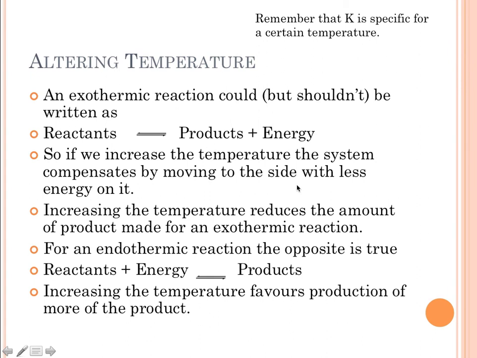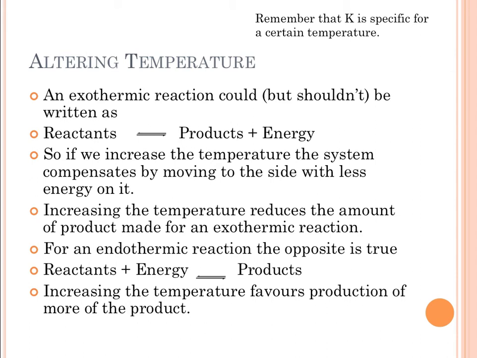The other thing we can do to alter the position of equilibrium is change the temperature. If you're thinking about an exothermic reaction, you could say that reactants become your products plus energy. Don't do that, but you could. So if we're increasing the temperature, the system's going to compensate by moving to the side which has less energy on it. Basically, it's going to go in the endothermic direction. So if the forward reaction is exothermic, the backwards is endothermic. So that's going to take in energy, and therefore reduce the temperature of your system.